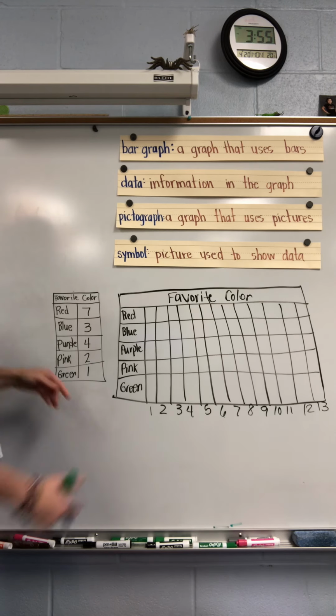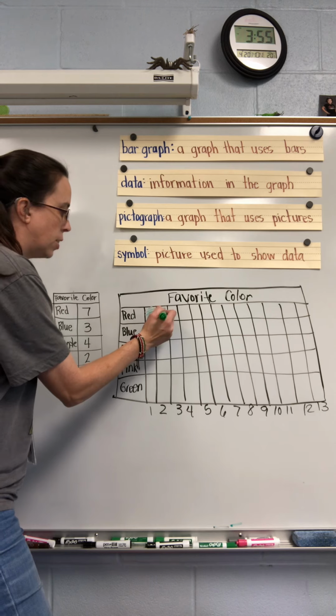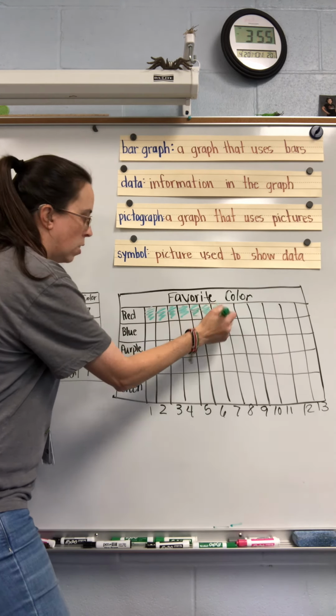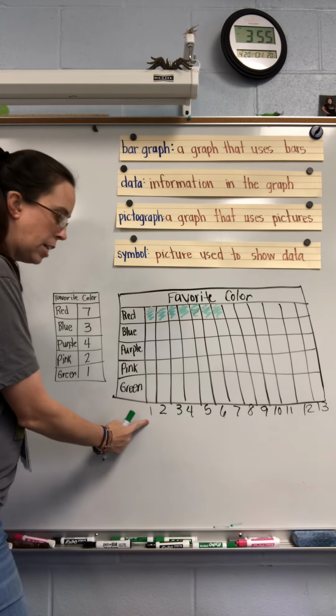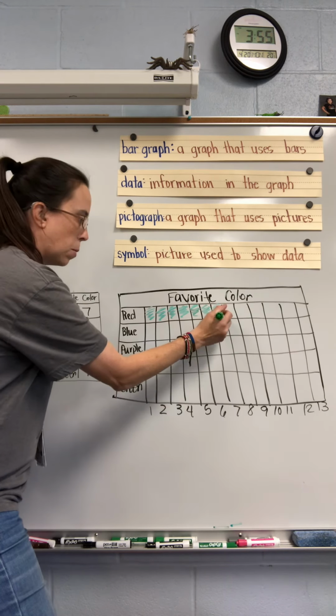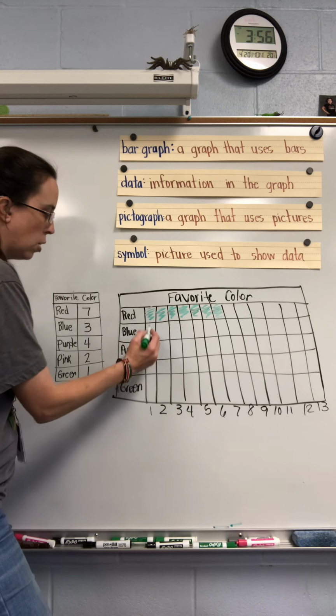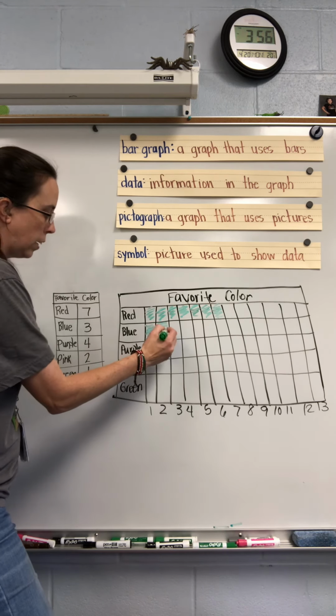So there's two ways you can do it. You can either count 1, 2, 3, 4, 5, 6, 7, or you could come down here where it tells you the numbers and go to 7, come up and color it. If you do it that way, that's fine. You just want to make sure that you don't go to the wrong line. So you can see here blue is 3, so we're going to go 1, 2, 3.